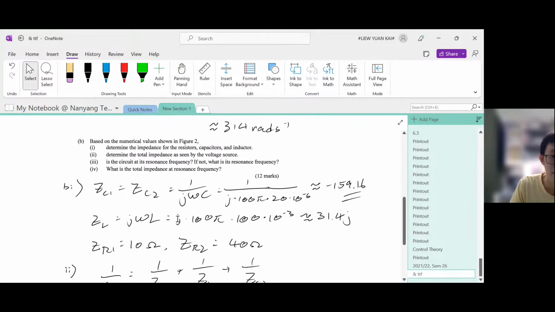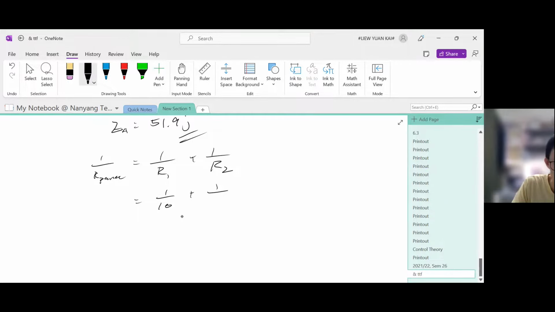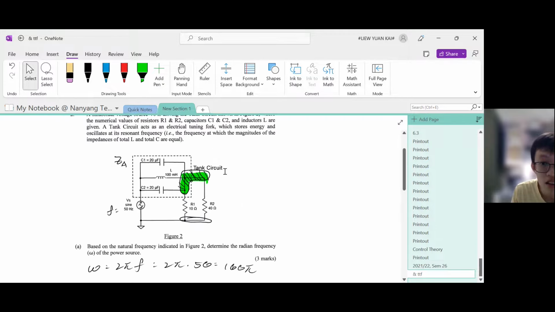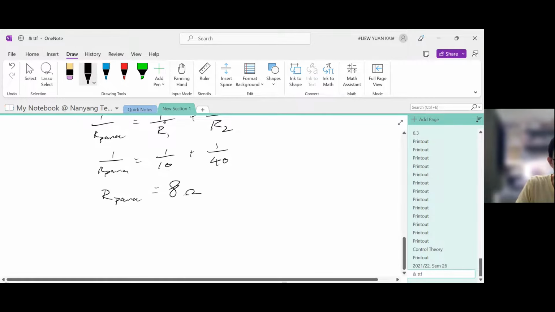So the total resistance of those parallel resistors, let's call it R para. R para is equal to 1 over R1 plus 1 over R2, so this gives you 1 over 10 plus 1 over 40. Let me check, yes, 40. So you solve for R para, and you get 8 ohms.